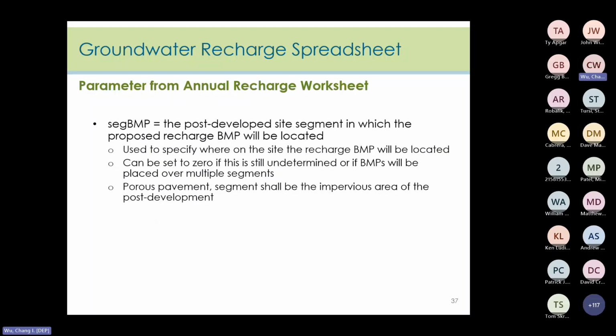And on the second page, there's a parameter titled SEC BMP, which is the post-development site segment in which the proposed recharge BMP will be located. If you put it at 0, it uses the average of the whole site land cover. But when you review the stormwater management design, the BMP location should have been known. So it should not be 0. It should be the land segment where the BMP is going to be proposed.